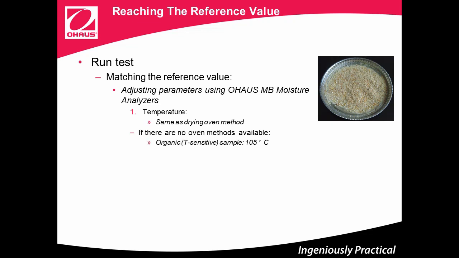For organic or temperature-sensitive samples, like milk and corn, use a temperature of 105 degrees Celsius. For inorganic or non-temperature sensitive samples, like ceramics, use a temperature of 150 degrees Celsius. Second, set switch-off time or the heating time. You can start with auto mode or A60 mode. In this mode, the instrument will stop when the sample weight remains constant and there's no more moisture evaporating.